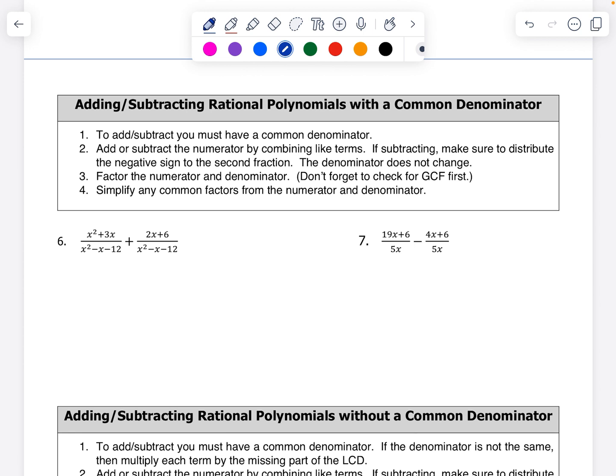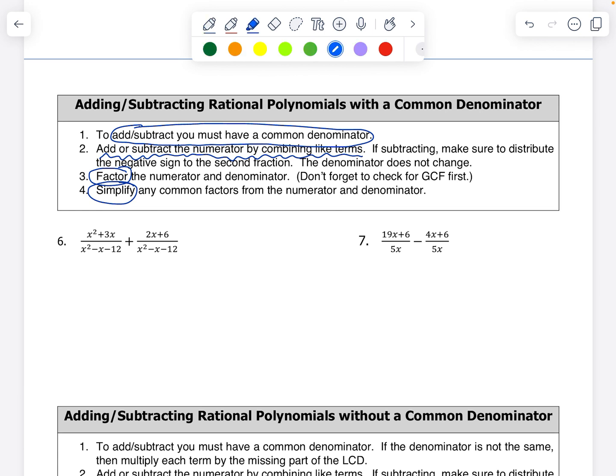So if we take a look, to add and subtract, you must have a common denominator. These steps are different. Once you have a common denominator, you add or subtract by combining like terms. That's different than above because it was multiplication and division. After you do that, then you're going to factor and simplify. So this has an extra step in the beginning where you're going to add across.